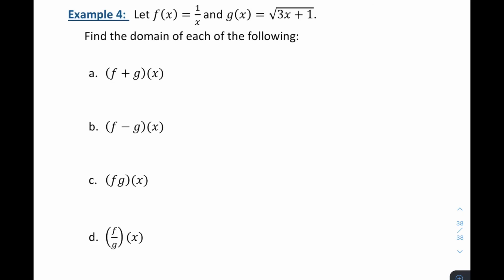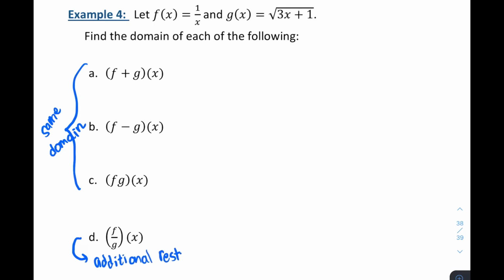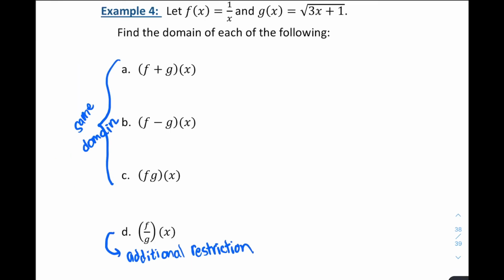We looked at the domain of just single functions. Now we're going to look at the domain of some different function operations. The nice thing is, whether you add, subtract, or multiply functions together, it's not going to change the domain. Those three are all going to have the same domain. But when you throw in some division, like on D, then we have to check for possible additional restrictions because we can't include anything that would make us divide by 0. So if g of x equals 0, we're going to have to throw that x value out.